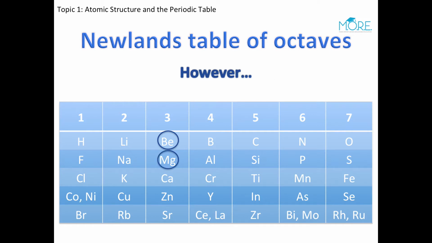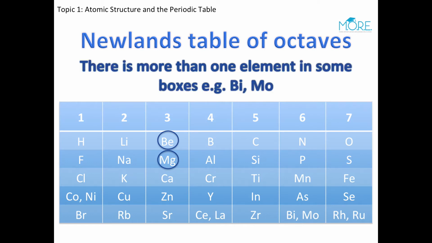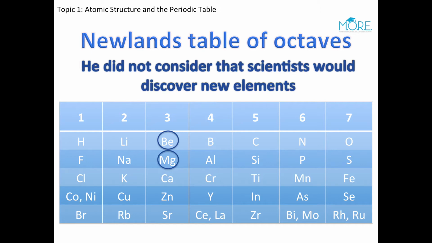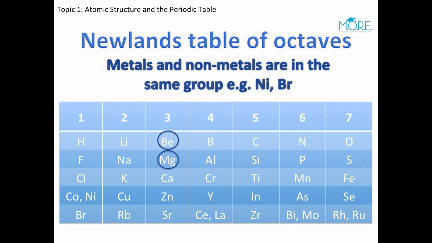However, Newland's table had the following challenges. There is more than one element in some boxes. He did not consider that scientists would discover new elements. Metals and non-metals are in the same group. For example, we've got nickel and bromine.